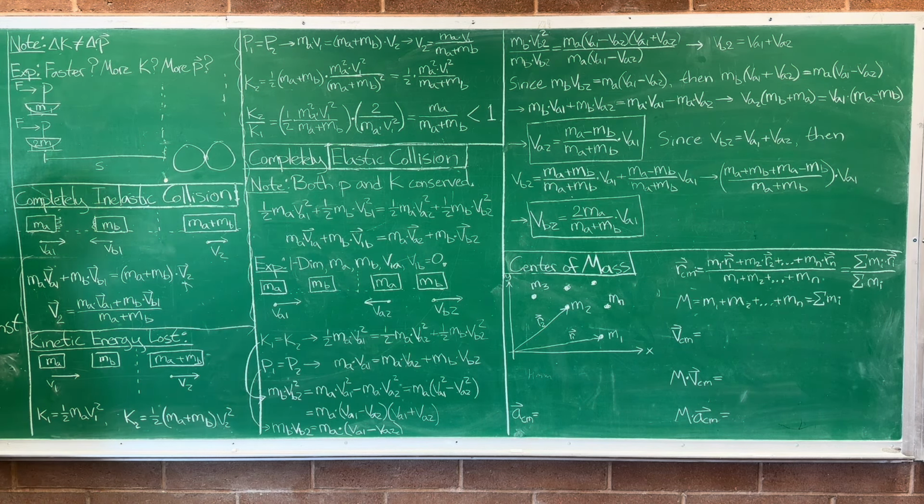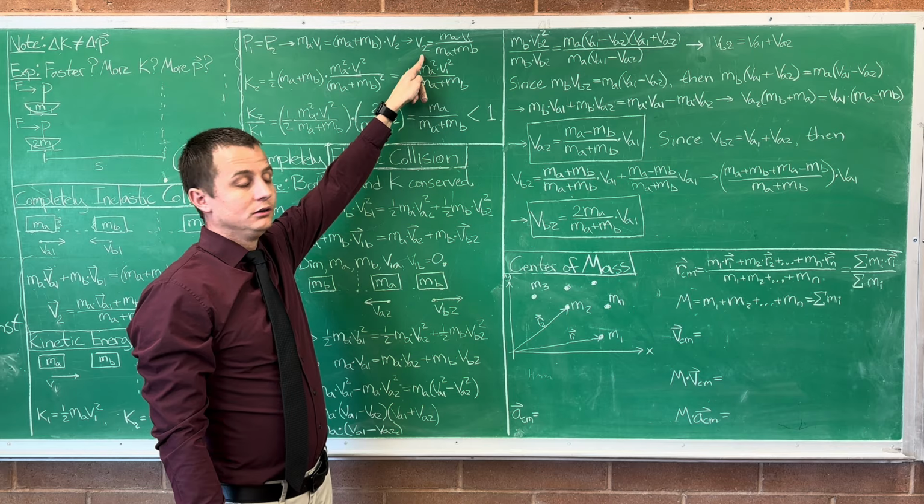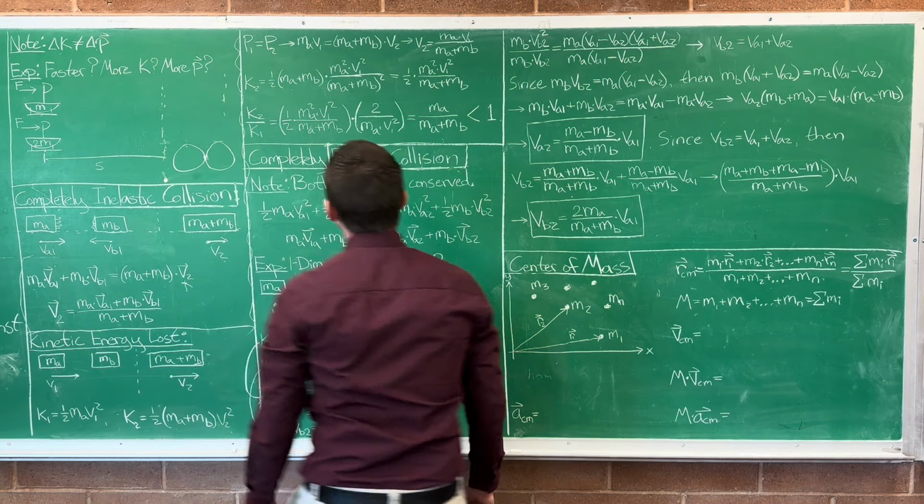Now we know that momentum is conserved since there's no net force. So let's look at our momentum equations. I know that the momentum at the start has to equal the momentum at the end. Here's the momentum at the start, and the momentum at the end is just that times that. You with me? Solve for V2. Exactly what we did right here, but this time, one of the velocities is 0. Good so far?